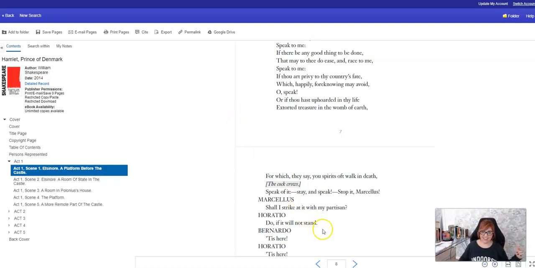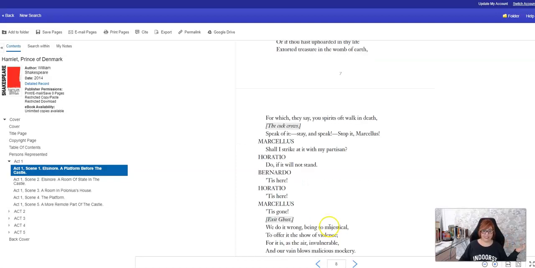And Marcellus gets ill, and he's like, shall I strike it with my partisan? So Marcellus is like, shall I stab it? And Horatio's like, yeah, stab it if it will not stay put. Do it if it will not stand. And then at this point, Bernardo's like, 'tis here. And then Horatio's like, no, 'tis here. And then Marcellus is like, 'tis gone.